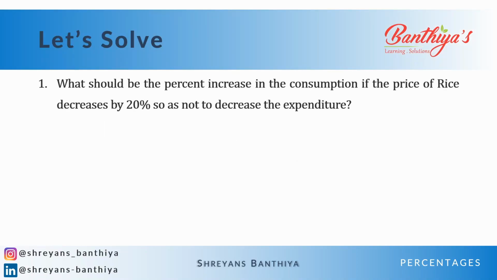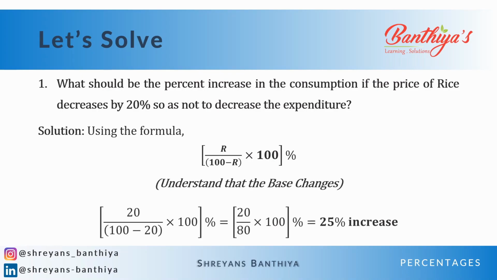So let's solve this. What should be the percentage increase in the consumption if the price of rice decreases by 20% so as not to decrease the expenditure? We don't want to increase or decrease the expenditure. That is, there should not be any change in the expenditure, and the price has decreased, so we need to increase the consumption. Now, as per this formula, that is the change in the base because of the decrease, the percentage will increase. That is, a 25% increase in the consumption should be there.